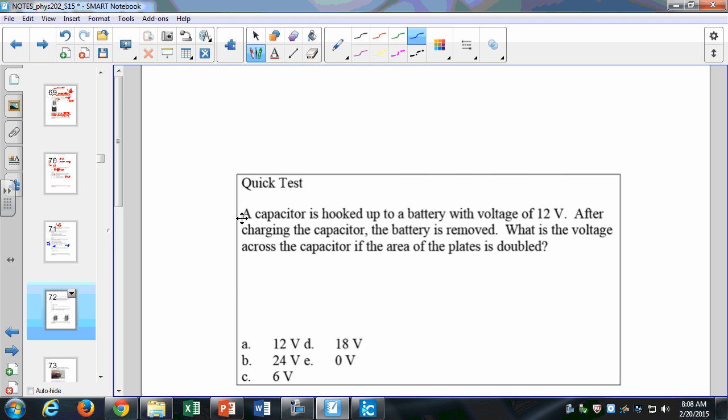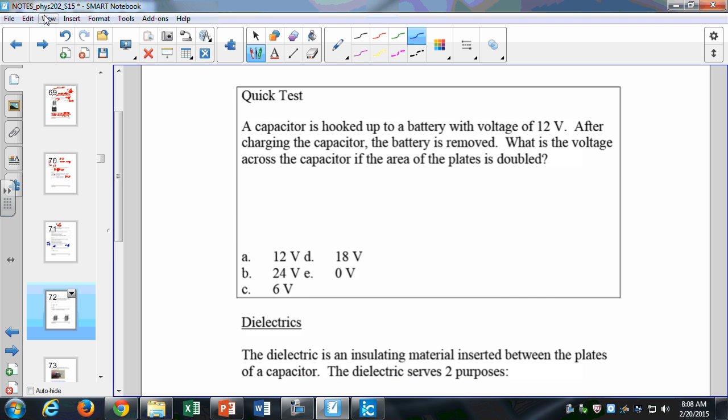All right. Let's try this one. This is a little trickier.